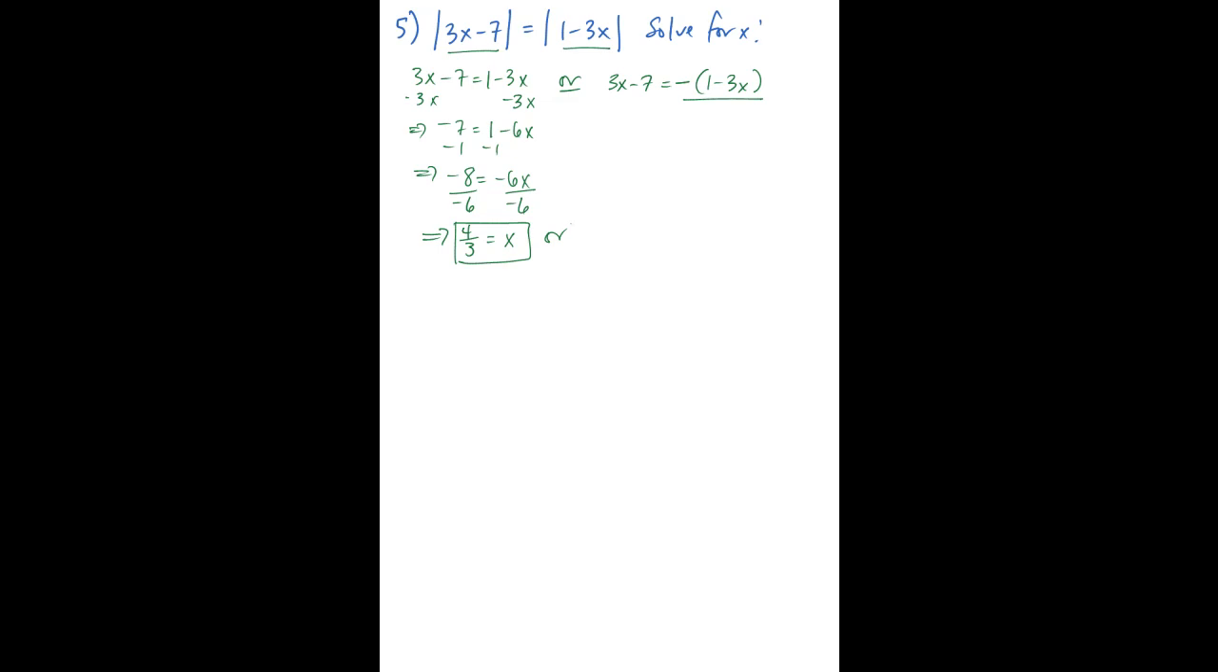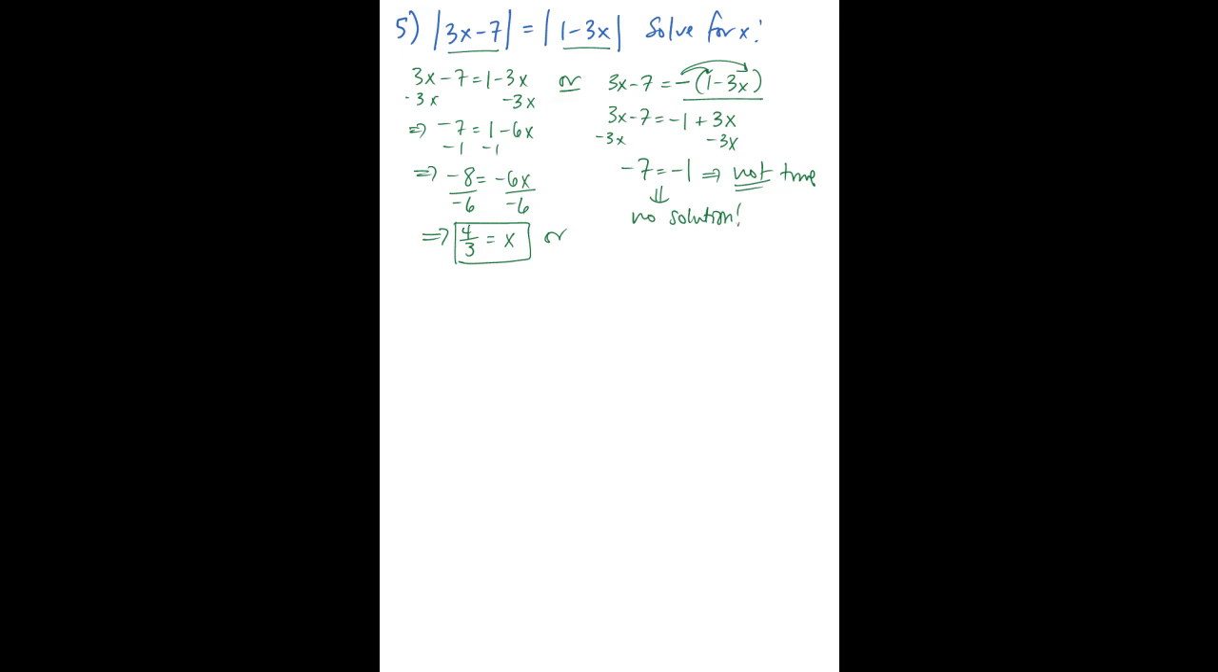Now let's try the other side. I need to distribute the negative sign to both pieces. So we get 3x minus 7 equals negative 1 plus 3x. I can subtract 3x on both sides, in which case I get negative 7 equals negative 1. But this is not true. So this part has no solution.